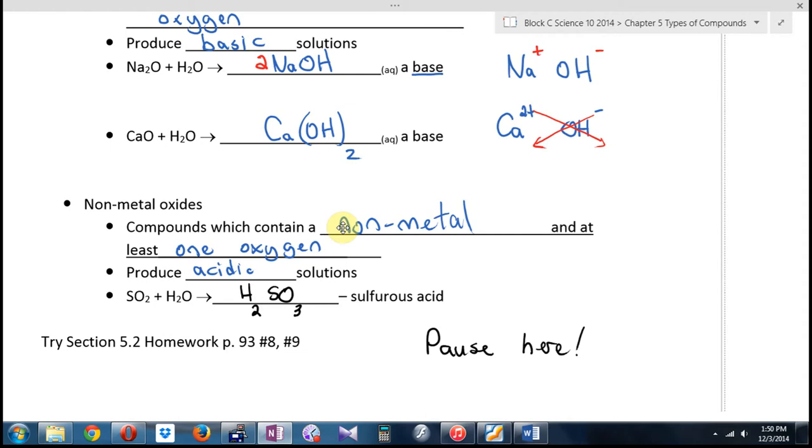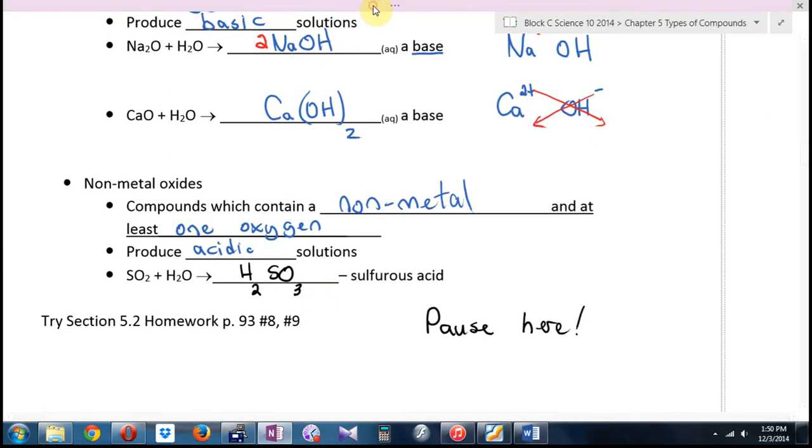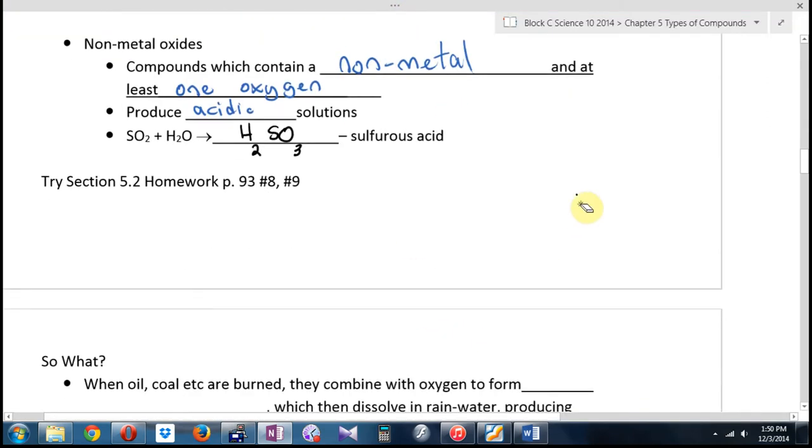Okay. This is a problem, these nonmetal oxides. This explains much of acid rain and environmental damage. For example, if you combine SO2, sulfur dioxide, this is covalent, with water, you get sulfurous acid. Okay. Pause here. Turn the page.